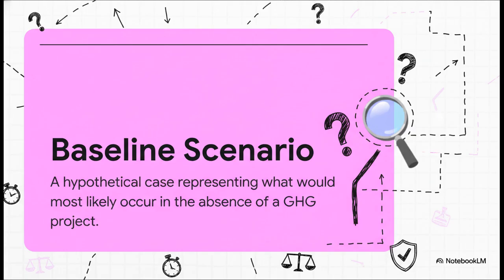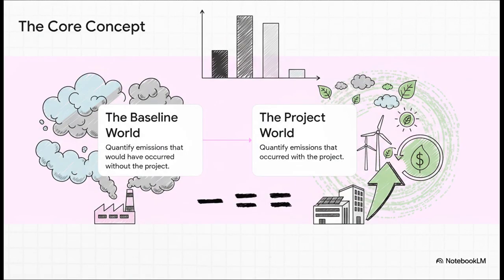The standard is very specific. It has to be the most likely thing that would have happened if your project never existed. And let me tell you, from a verifier's point of view, proving that your baseline is truly the most likely one, that's one of the toughest, most important hurdles you're going to face. So, this is how it boils down. You have to calculate the emissions for both worlds. The baseline world, what would have happened, and the project world, what actually did happen.